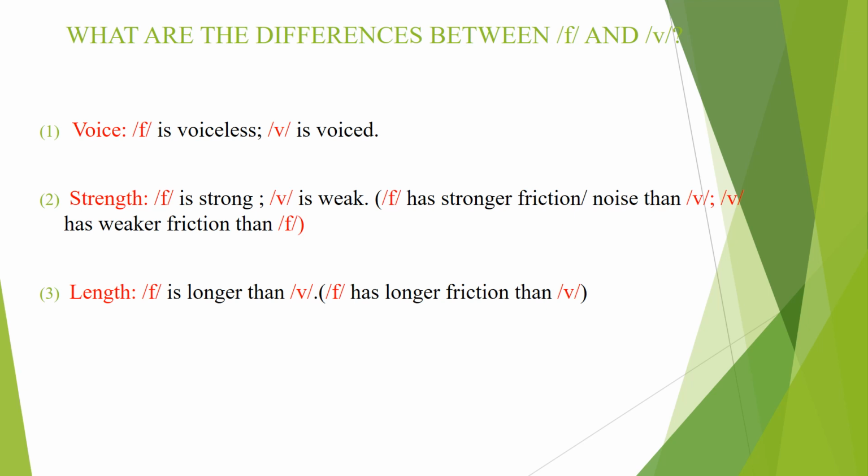What are the differences between fa and va? There are 3 main differences between these two sounds. They are different in voice, they are different in strength, and they are different in length. Whereas fa is voiceless, va is voiced, and whereas fa is strong, va is weak, which means that fa has stronger friction than va. They are also different in length. Fa is longer than va, i.e., fa has longer friction than va.